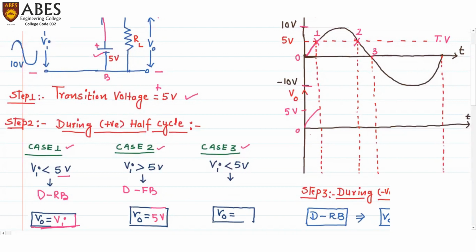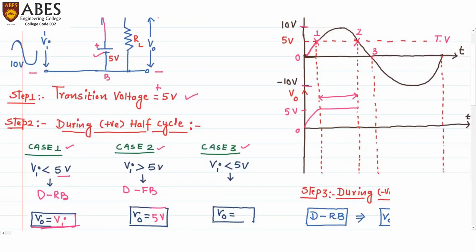Now let's mark it on the output waveform. V naught is equal to 5 volts. So these two lines correspond to case number 2, where I have to mark the output voltage. The output is constant 5 volts. Okay, so this is the output corresponding to case number 2.